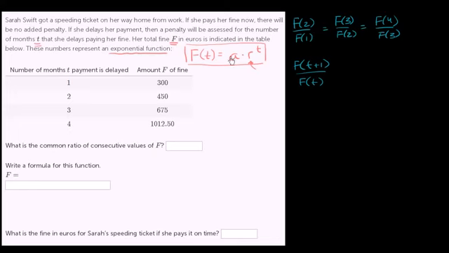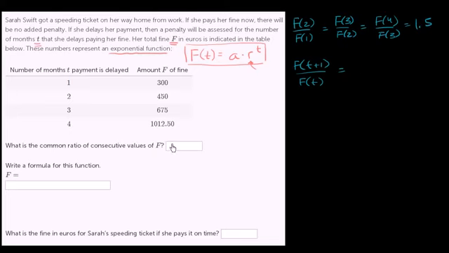So let's see what that is. If we just look at the ratio of f of 2 to f of 1, 450 divided by 300, well, that's 1.5. 675 divided by 450, that's 1.5. 1012.5 divided by 675, that's 1.5. So the common ratio in all of these situations is 1.5.